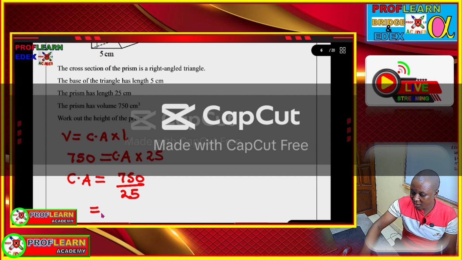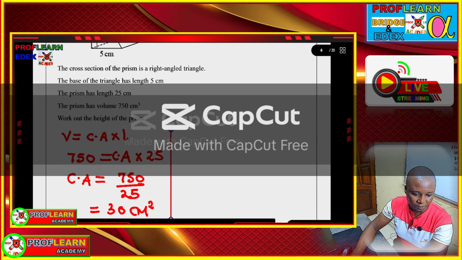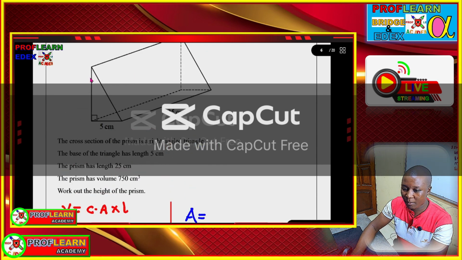What are we going to get? If we work it out, we are going to get our answer as 30 centimeters square. That is the cross-section area. So which will mean that now we can use, because this is the cross-section area, a triangle, a right angle triangle.